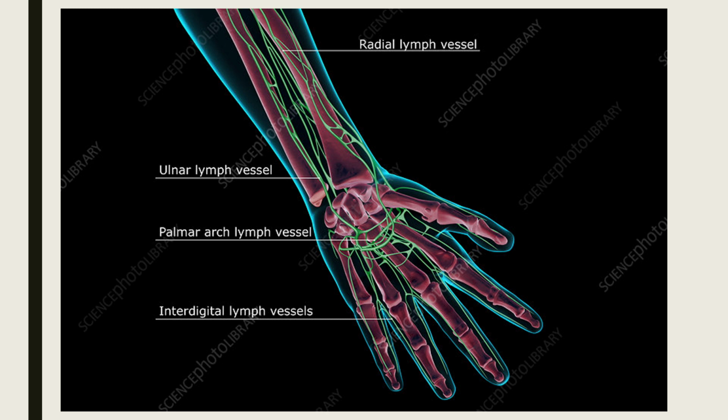Lymphatic vessels form a rich subcutaneous plexus in the hand. The lymphatics drain the radial side of the hand and terminate in the axilla. The ulnar side of the hand drains to the supratrochlear nodes around the elbow.